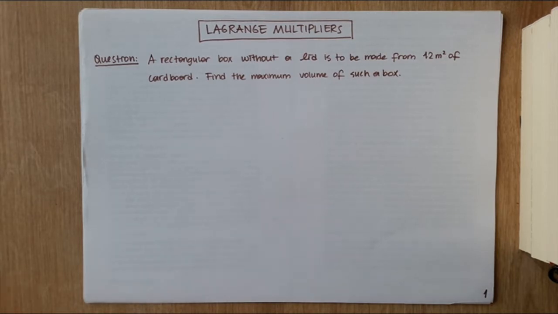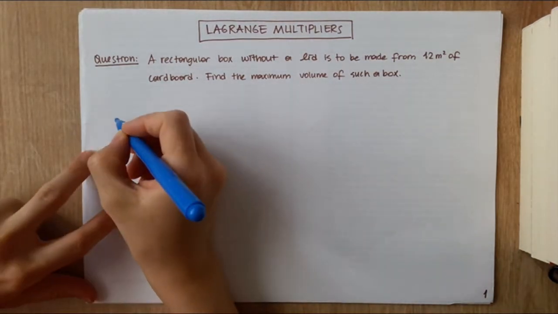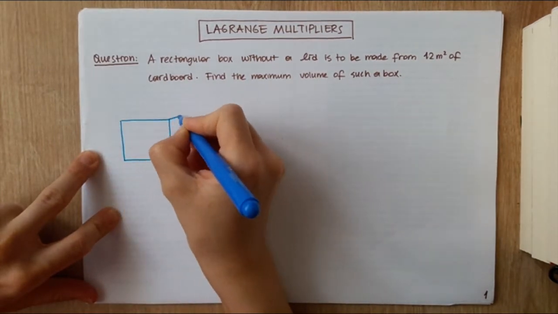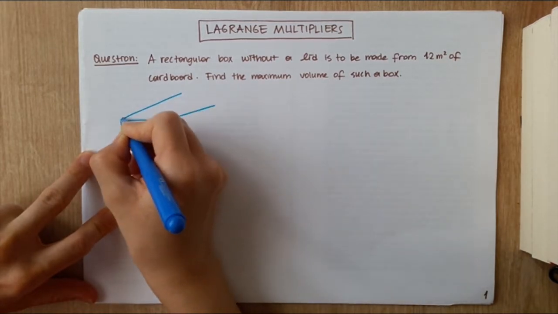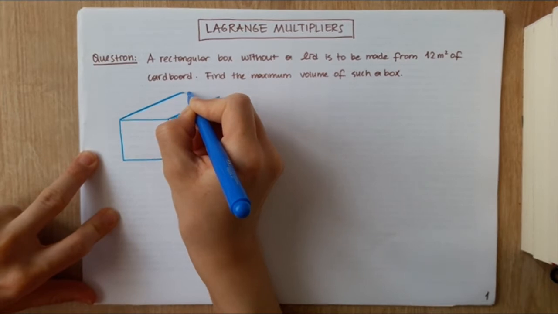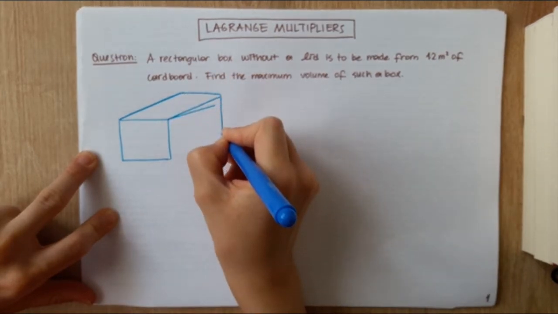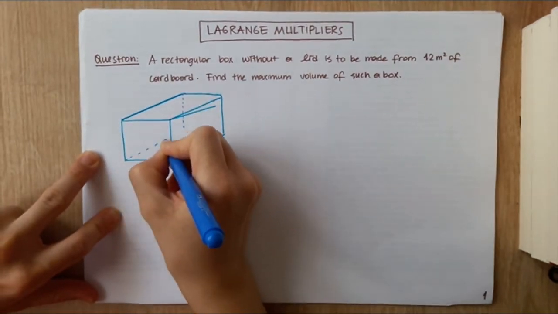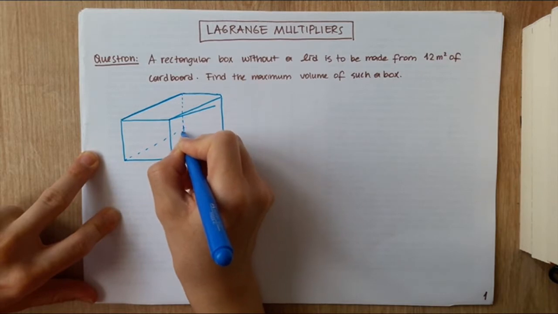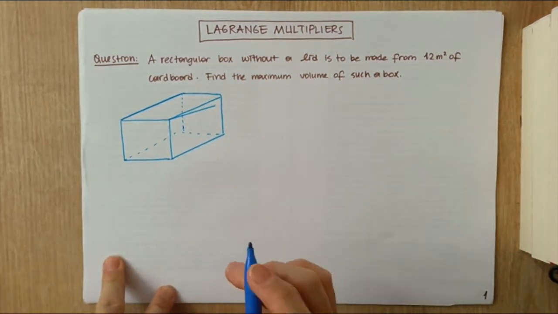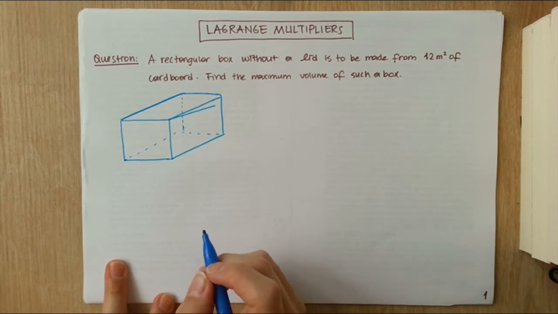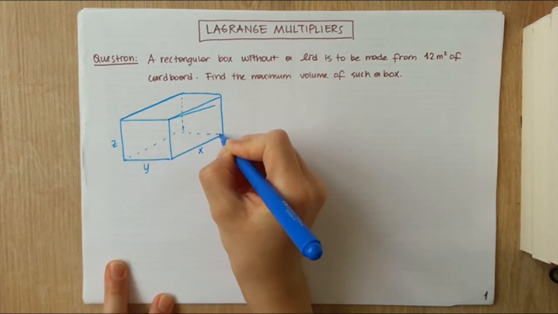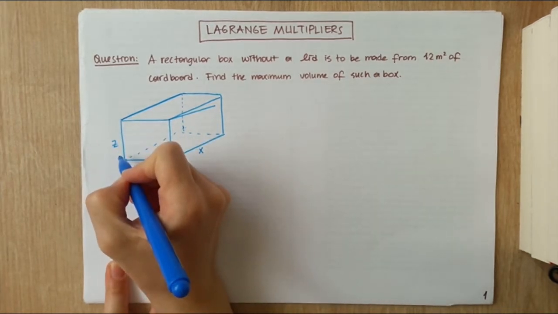To do this, first of all, I will draw the box here, and this box will be something like that. We have a rectangular box, and these are the sides of this box. So let the length, width, and height of this box in meters be x, y, and z. This is length, and this is width, and this is height of this box.